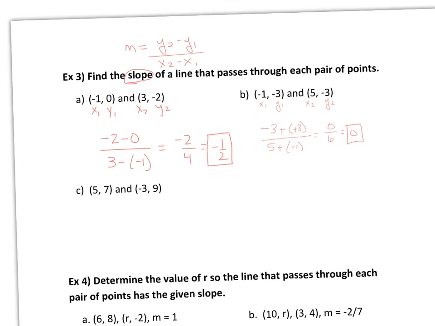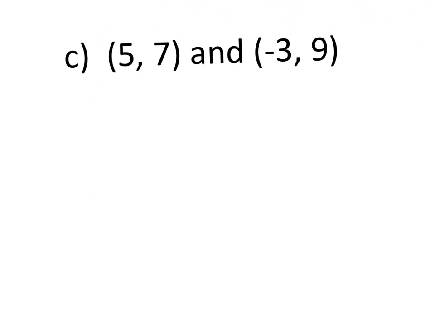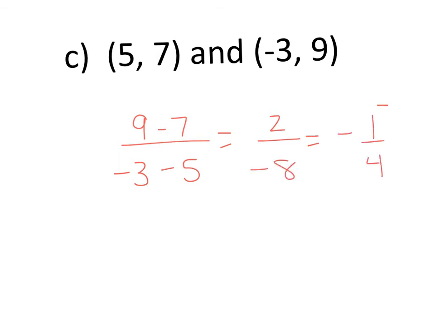All right, pause the video, and I want you to try to do C on your own now. Okay, so when you did this problem, you should have set it up 9 minus 7. Subtract your y's, so 9 minus 7, and now subtract your x's, -3 minus 5. So on the top, you would have got a 2. On the bottom, you would have got a -8, and that's going to reduce to -1/4.